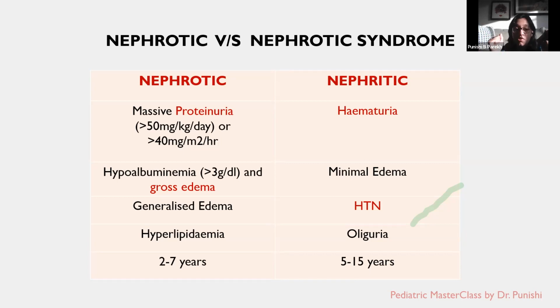Again, a very favorite question in Vivas, that how will you differentiate nephrotic versus nephritic? So this has massive proteinuria and a lot of edema associated with hyperlipidemia and age of presentation, whereas nephritics will have more hematuria, hypertension, minimal edema, some amount of oliguria, and they are usually seen in older kids. So this is the difference that you need to know between a nephrotic and nephritic syndrome.